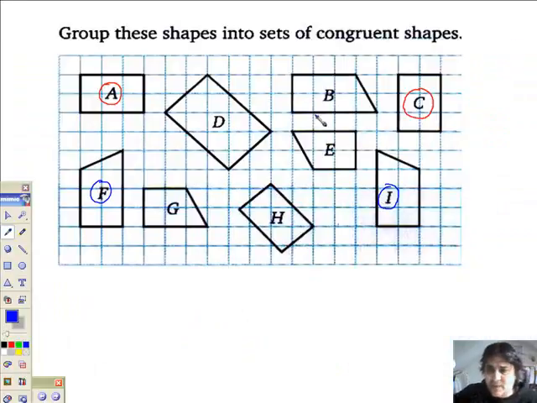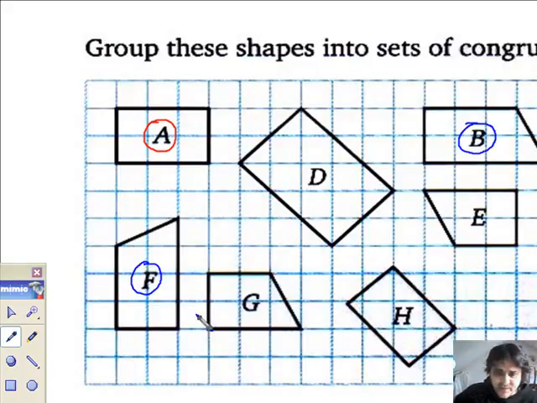What else? Oh, I think I'm going to do B as well. Look, 3 by 2 rectangle and a 2 by 1 triangle. So F, I and B are congruent. That's that.